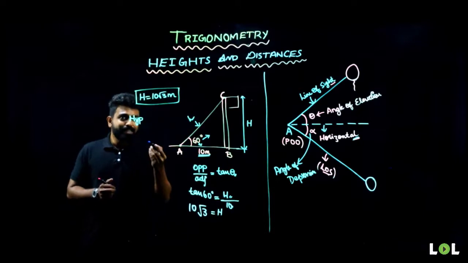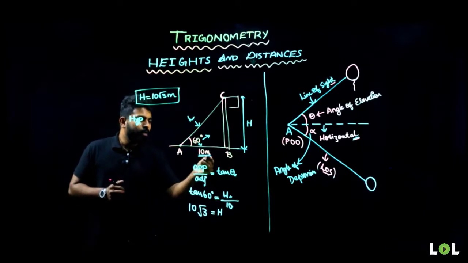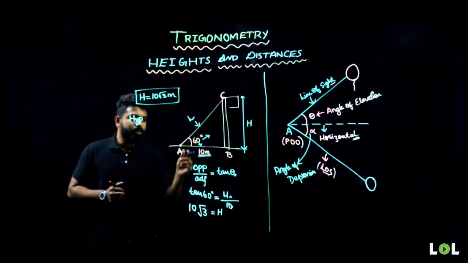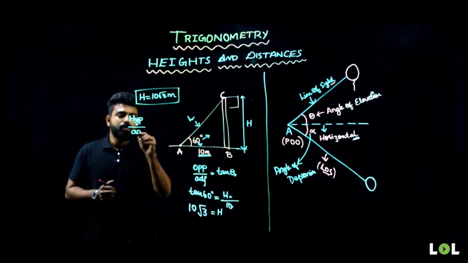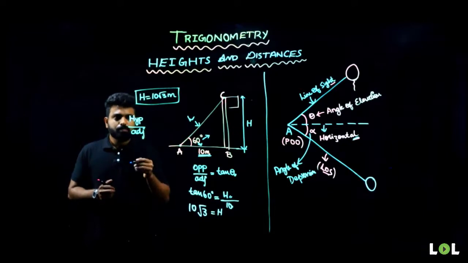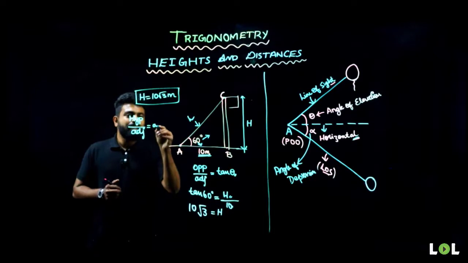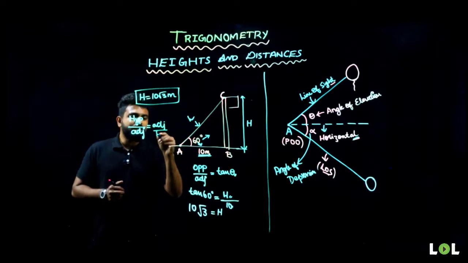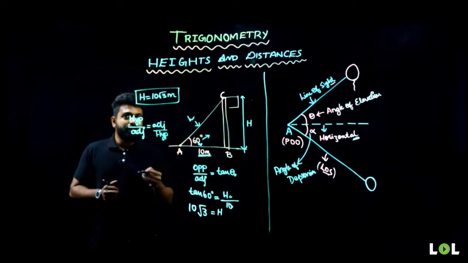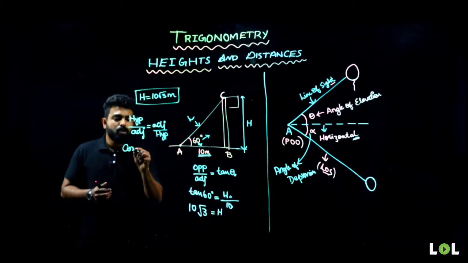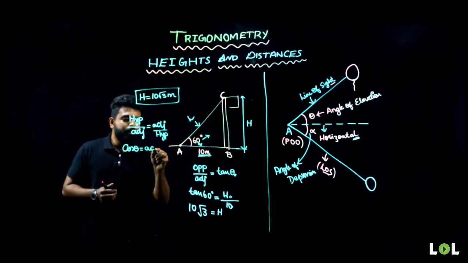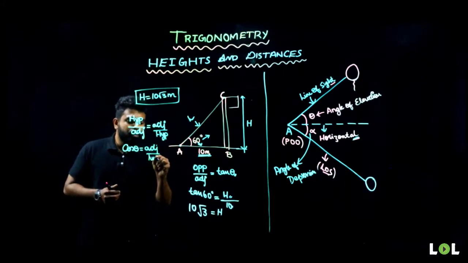So which is the other side that we know? We know that 10 meters it is. 10 meters they have given. What is 10 meters with respect to 60 degrees? It is nothing but my adjacent side. So I'll take it as a ratio. I've written it as hypotenuse by adjacent. I can also write it as adjacent by hypotenuse. Now in trigonometry, which is the ratio that is concerned with adjacent by hypotenuse? It is nothing but cos theta. Cos theta is adjacent by hypotenuse.